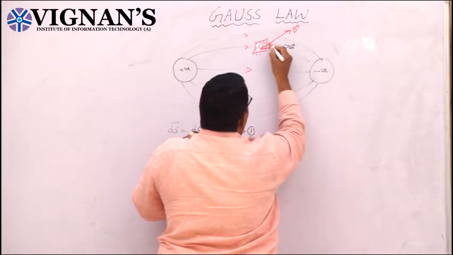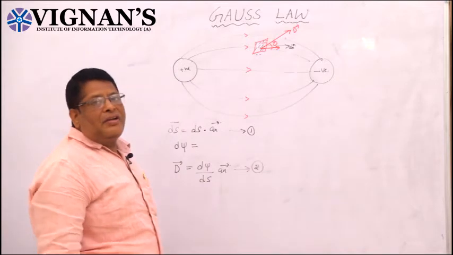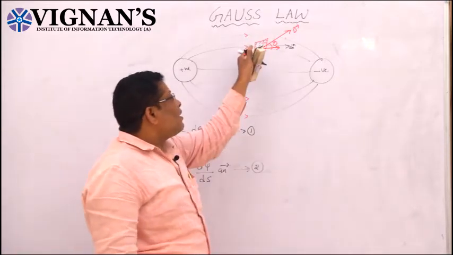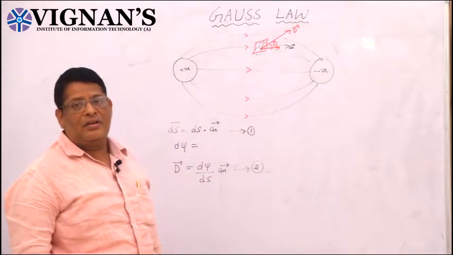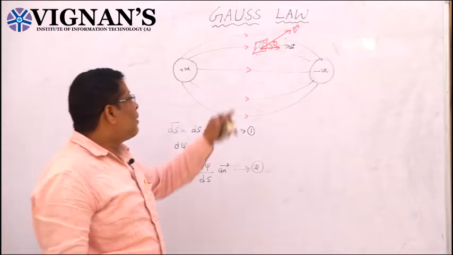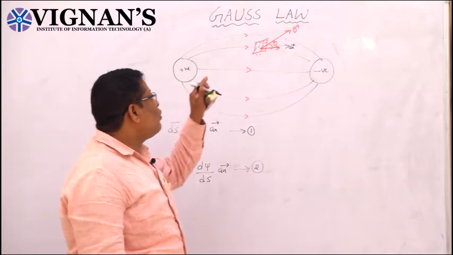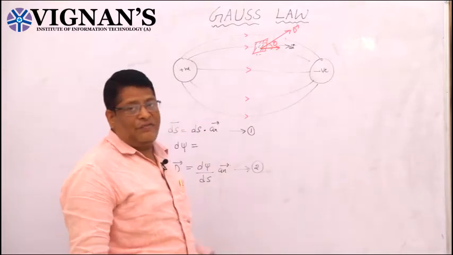D bar, theta is the angle between the D bar and a n bar, where a n bar is the unit vector perpendicular to the ds, the differential surface. In this case, how are we going to find out how much flux is leaving from the differential surface area?